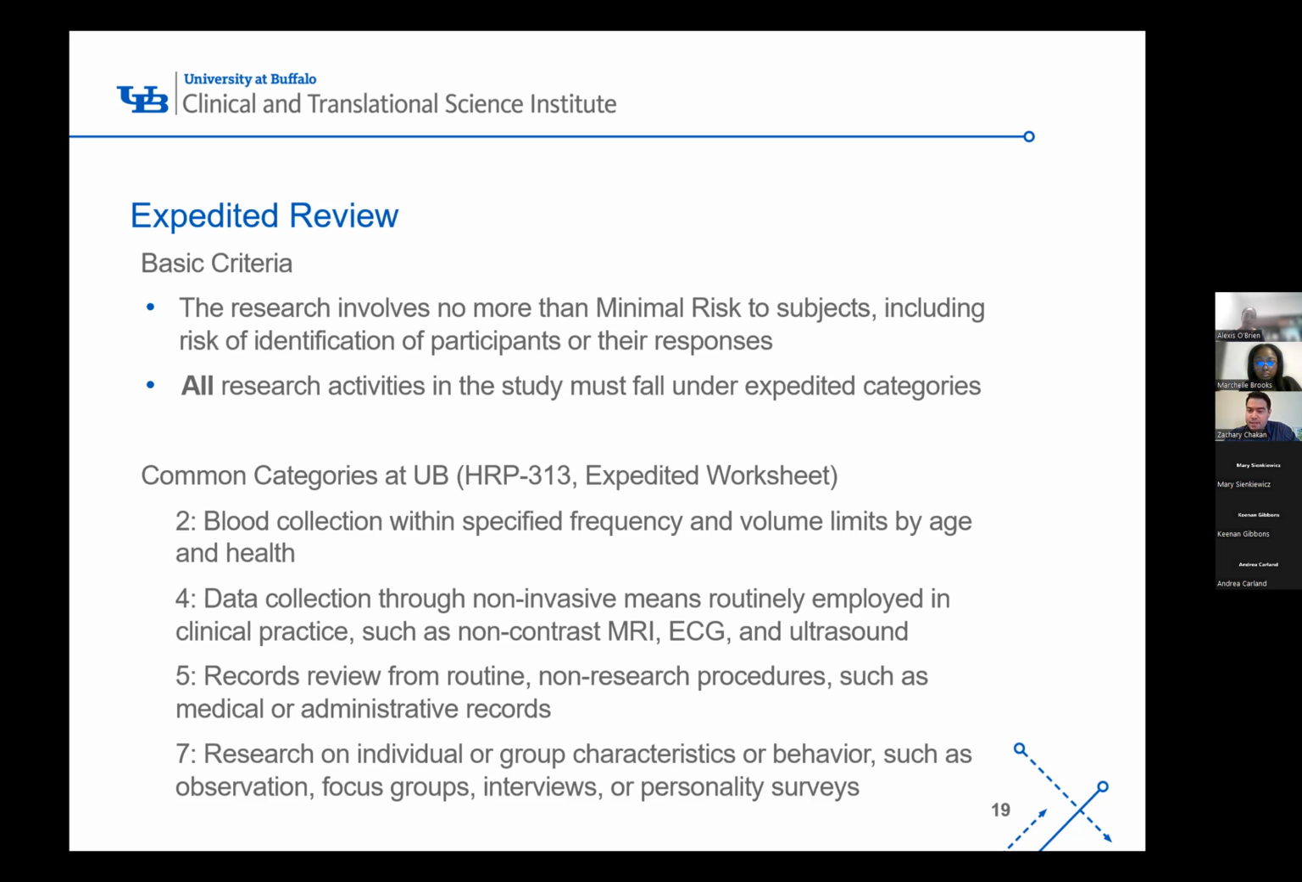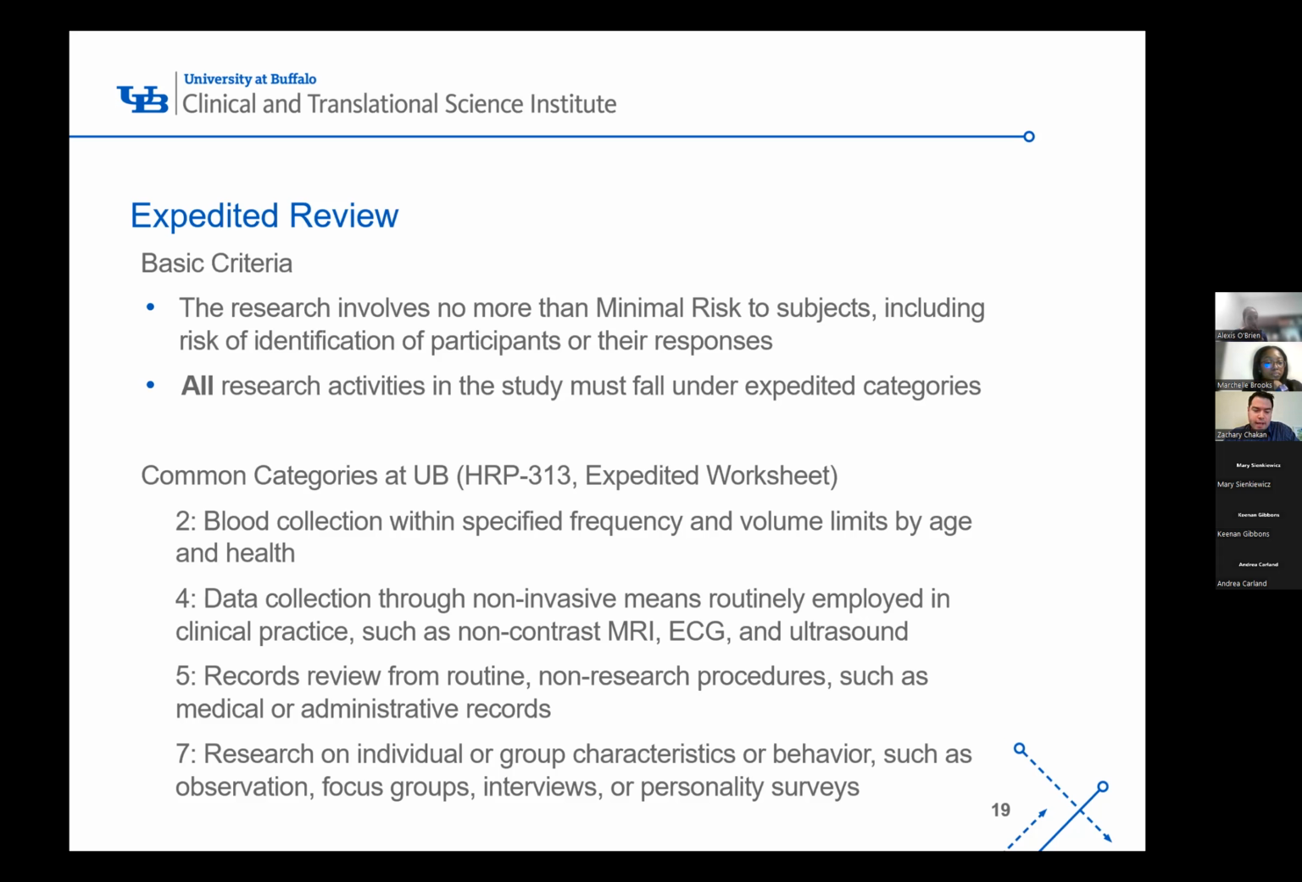Expedited level 5 is definitely the most common because that's where retrospective chart review studies come in. Records review from routine non-research procedures, such as medical or administrative records. Any study that requires HIPAA, or a HIPAA waiver, where we would be waiving the requirements of HIPAA to conduct your research, has to fit into an expedited category. We cannot exempt your study at the university if it's a retrospective medical chart review and it involves HIPAA.